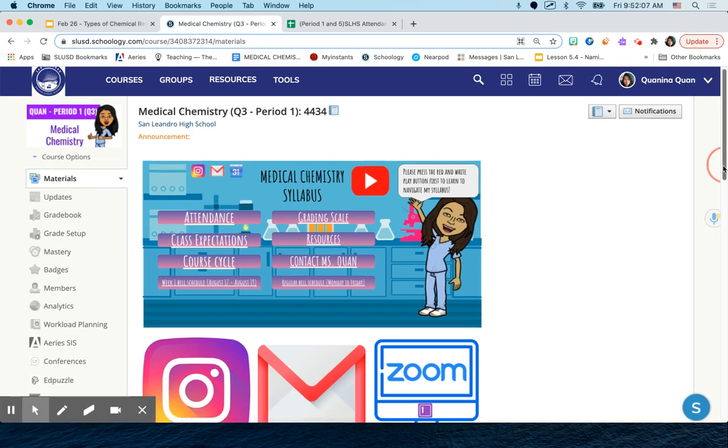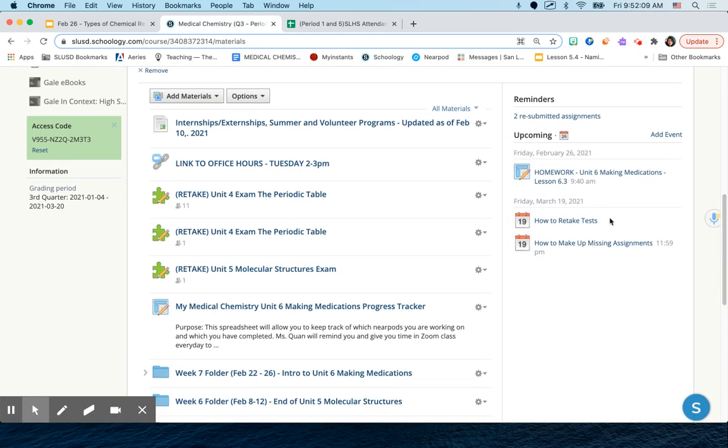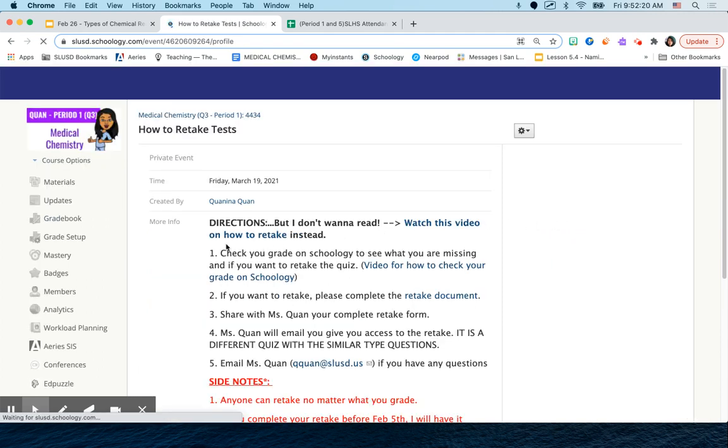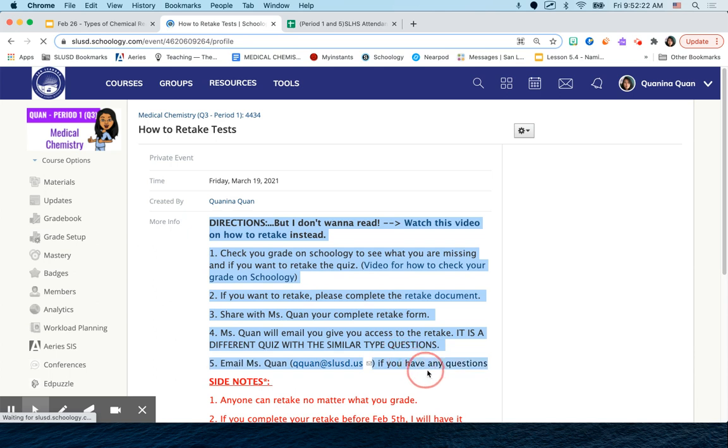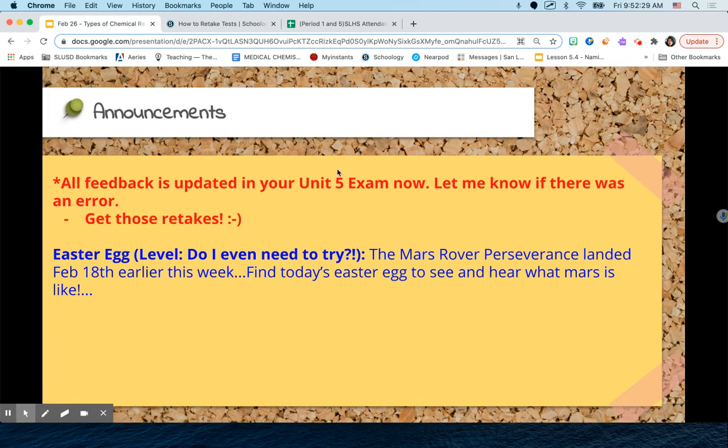And if you don't know the steps for retaking, they're located on your materials page or main page on your Schoology class where it says how to retake tests. So if you click on that, just follow these 4 steps listed here, and that will let you know what you need to do to complete the retake.